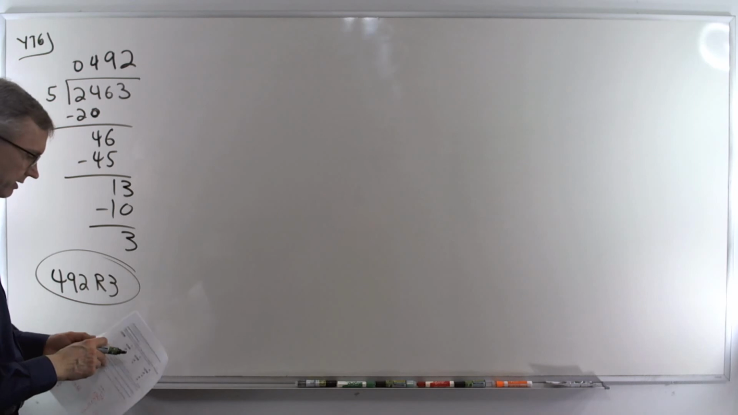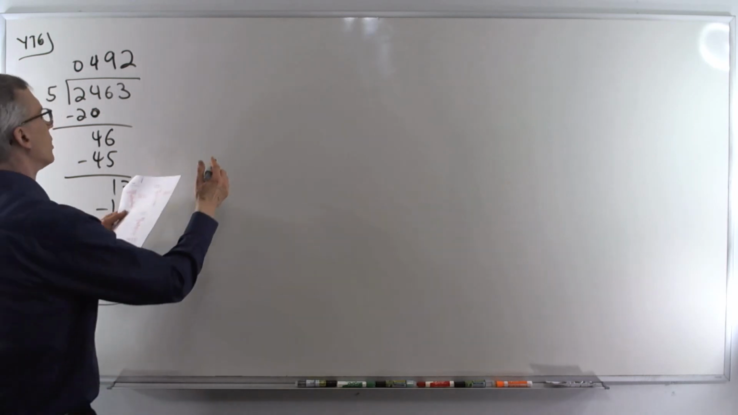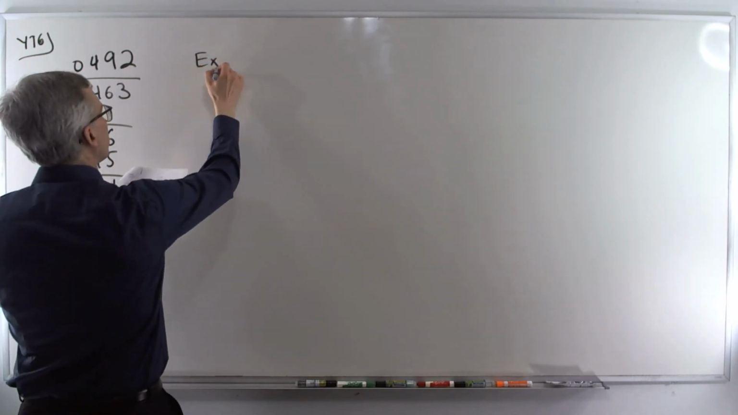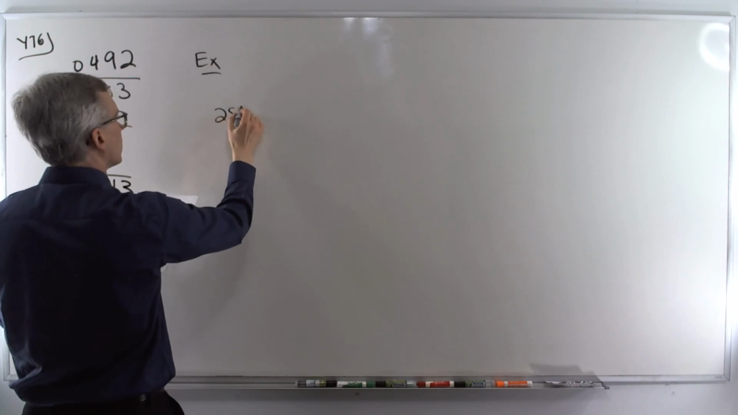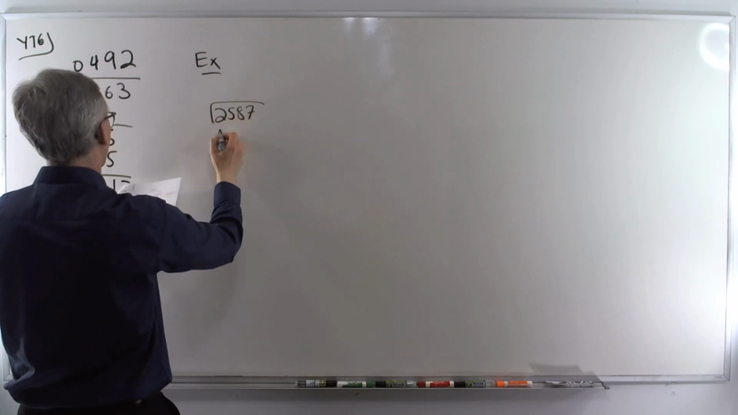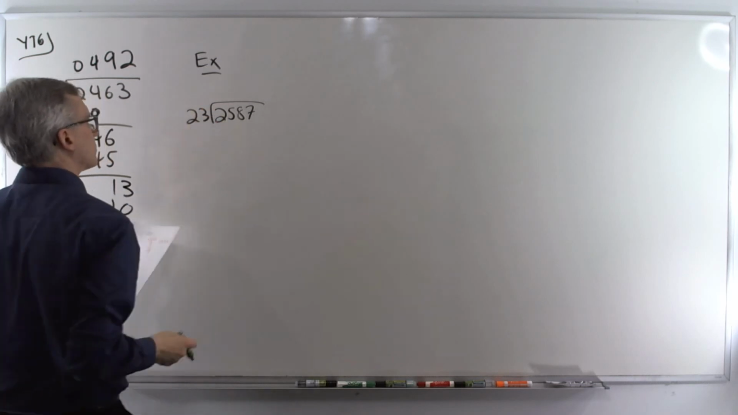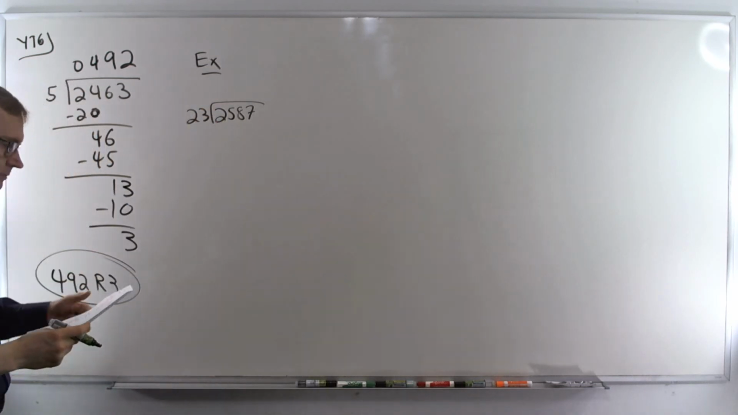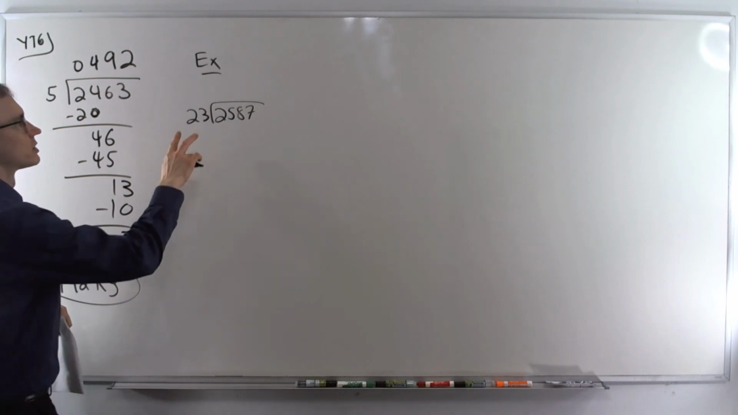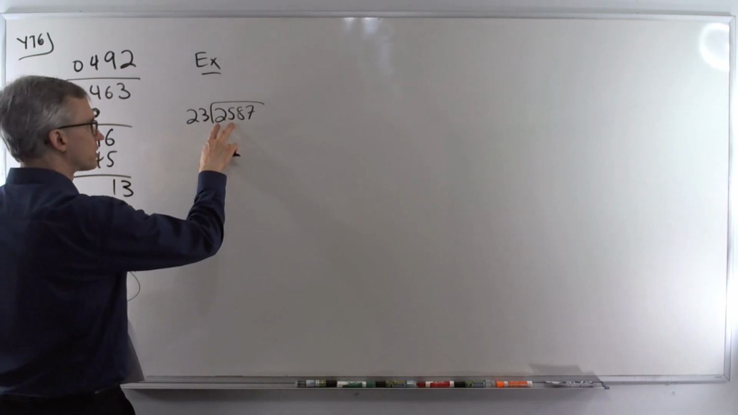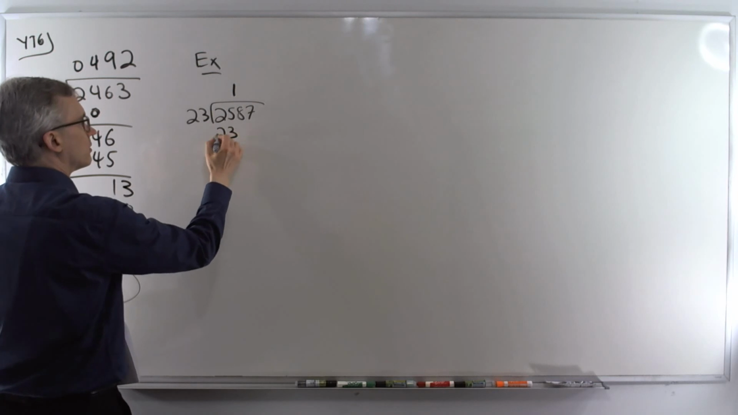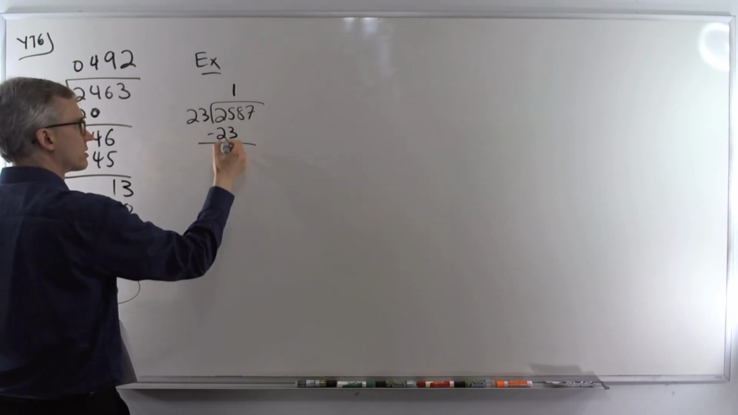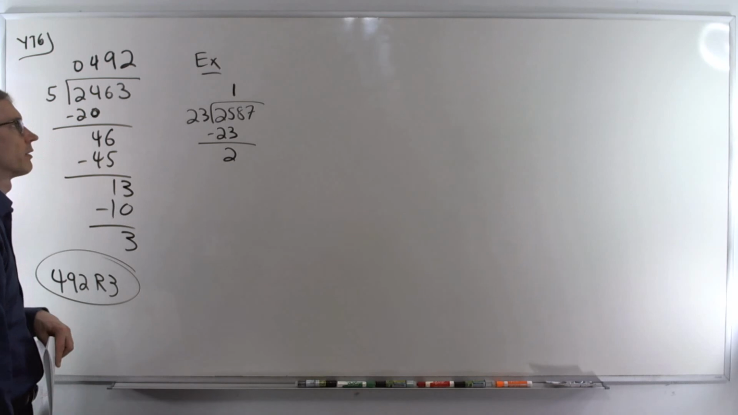All right, let's look at some 2-digit problems now. Next example, 2587 divided by 23. So 23, look at the first 2 digits, 25, it'll go in 1 time. 1 times 23 is 23, subtract to get 2. Now we'll bring down the 8.